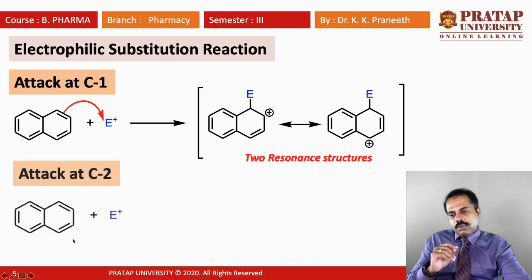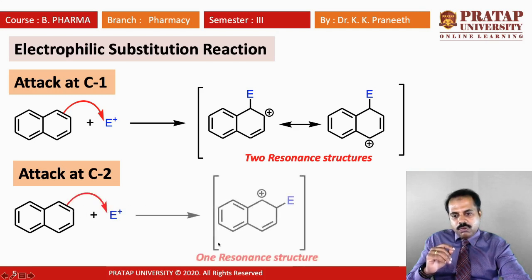This will be interesting, because if you attack the electrophile with this same double bond, in this case the new bond will form here. I will show you. So attack here, and then you will get one resonance structure only. The new bond is formed here. You can see this is carbon 1, this is carbon 2, and the positive charge is here.